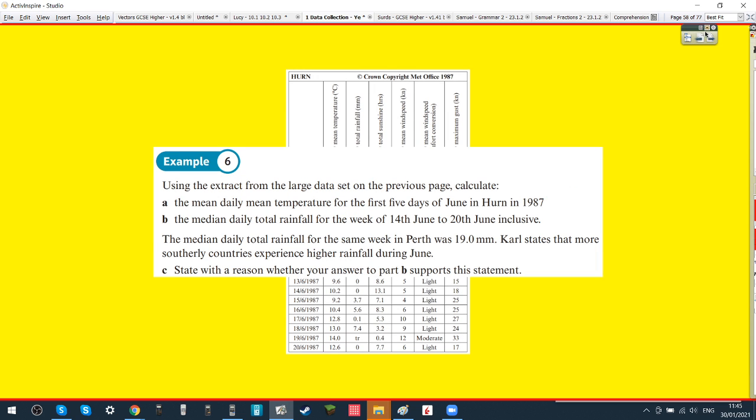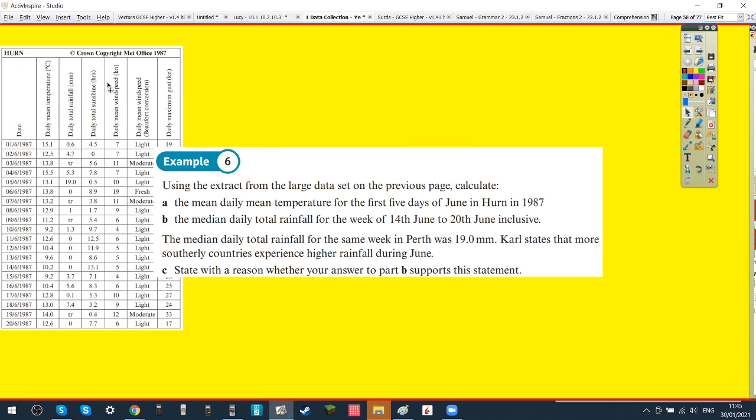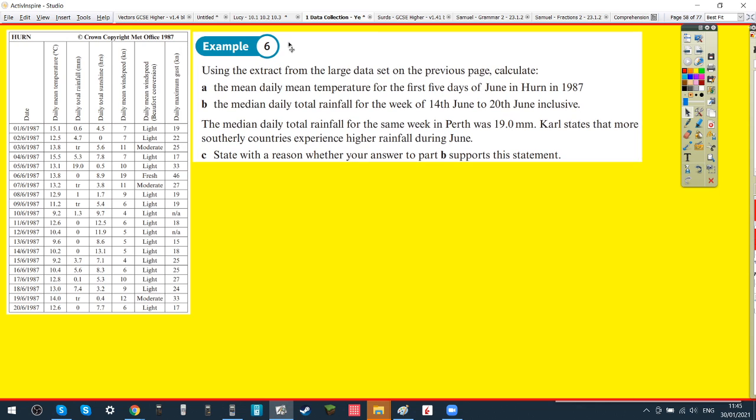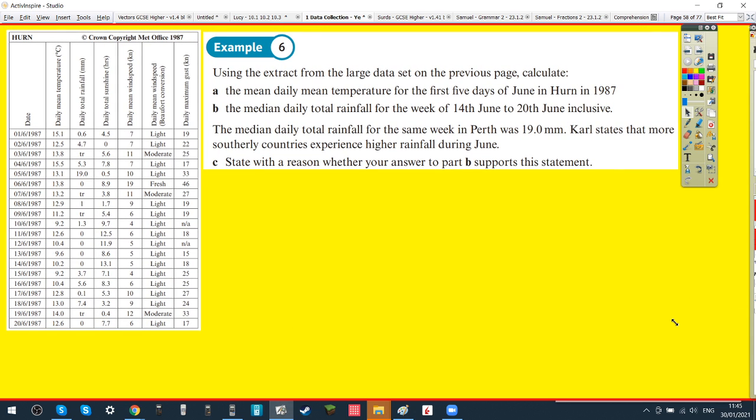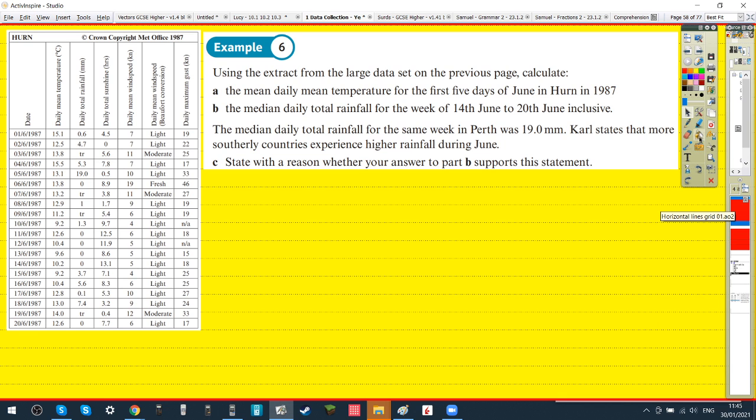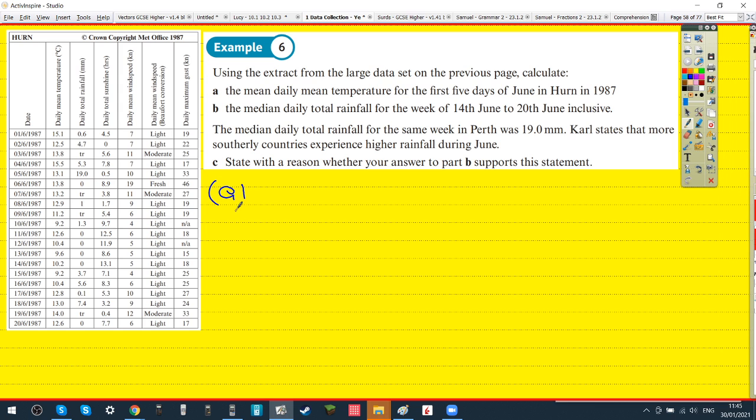Let's see. We have another one. Extract the daily mean temperature for the first 5 days. How would you do that? You'd add all the temperatures together and divide by 20. For the first 5 days? Of the first 5, you add the first 5, then divide by 5. Well done. Add those 5 up, divide by 5.